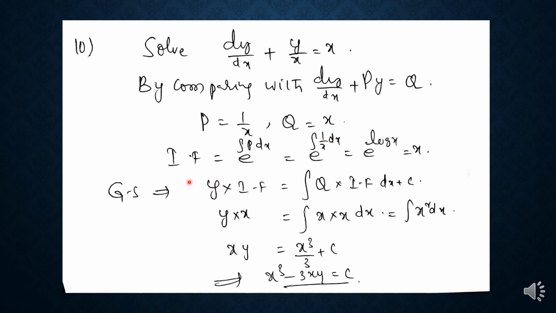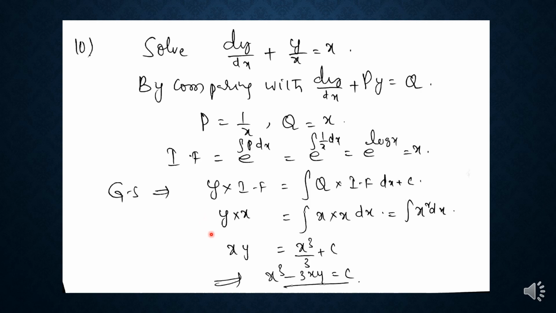Now the integrating factor IF is equal to e power integral p dx, that is e power integral 1 by x dx, that is e power log x, which is equal to x. We know that e power log f of x is equal to f of x, that is x. So the general solution is y into IF is equal to integral q into IF dx plus c. This is the general solution for the linear differential equation: y into integrating factor is equal to integral q into integrating factor dx plus c.